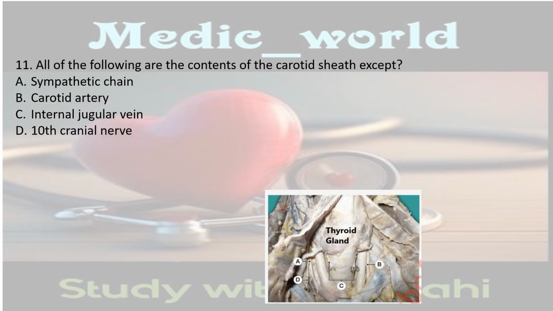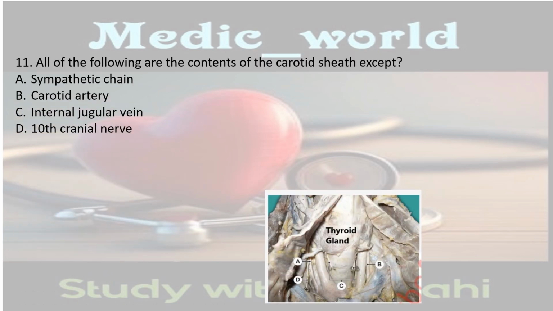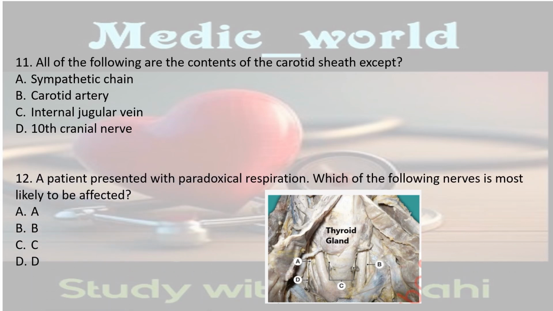Now the next question. All of the following are the contents of carotid sheath except the sympathetic chain. It is not the content of carotid sheath. Let's see the other options. Carotid artery, yes, it is the content of carotid sheath. Internal jugular vein, it is also the content. 10th cranial nerve, it is also the content of carotid sheath, except sympathetic chain, which is not the content of carotid sheath.